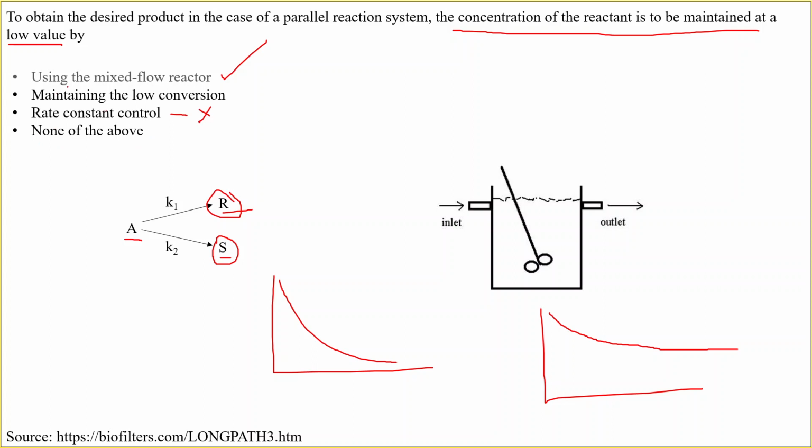So the correct answer is using the mixed flow reactor system. The mixed flow reactor system is always used whenever the concentration is low and you need to maximize the desired product, if you are trying to suppress the undesired. Moving on to the next question.